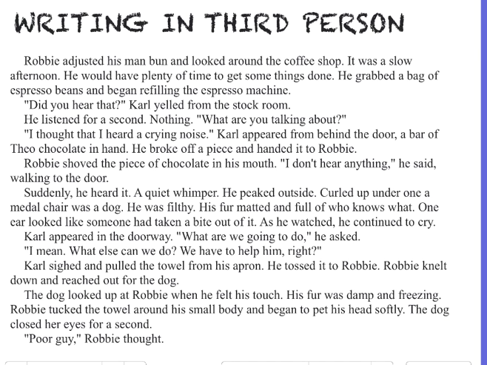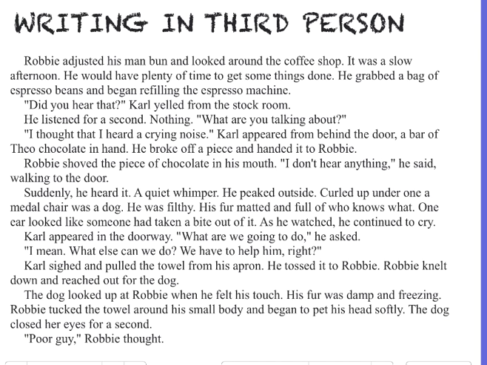Robbie adjusted his man bun and looked around the coffee shop. It was a slow afternoon. He would have plenty of time to get some things done. He grabbed a bag of espresso beans and began refilling the espresso machine. "Did you hear that?" Carl yelled from the stockroom. He listened for a second. "Nothing. What are you talking about?" "I thought that I heard a crying noise." Carl appeared from behind the door, a bar of Theo chocolate in hand. He broke off a piece and handed it to Robbie. Robbie shoved the piece of chocolate in his mouth. "I don't hear anything," he said, walking to the door.